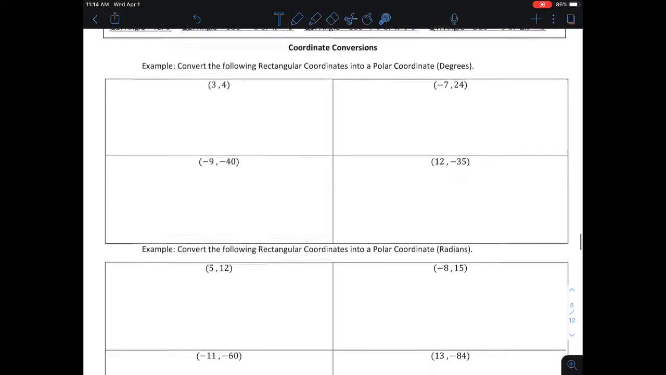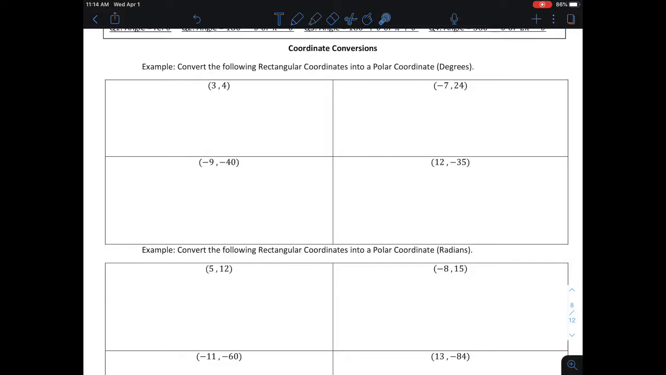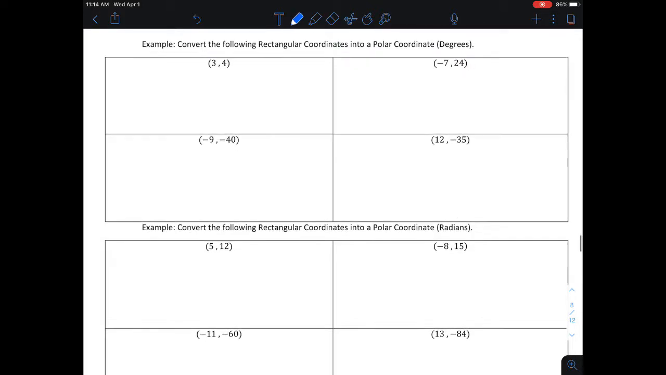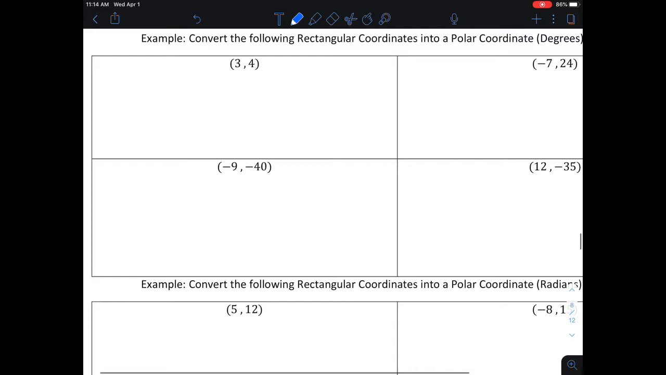Let's look at this first one. We want to convert from rectangular into a polar point, and I have to pay attention here, because it says to do it in degrees. Our conversion formulas say we're given a rectangular point, so I have x by y, and x squared plus y squared is equal to r squared. I would solve for r first. So 3 squared plus 4 squared is equal to r squared, and that's a Pythagorean triple. r is equal to 5. So I have one piece of that polar point. Now I need to find theta.